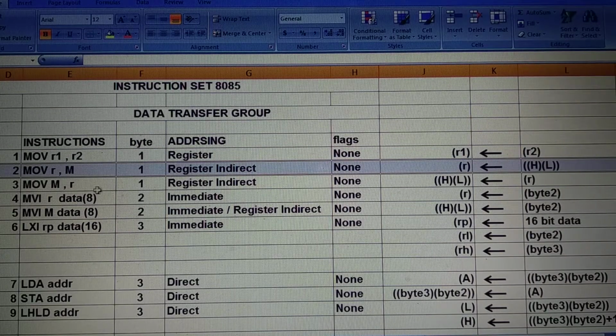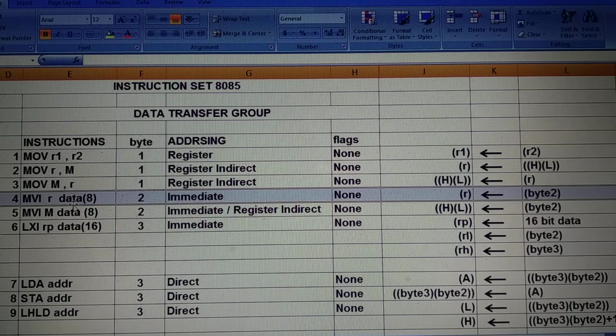Okay. Next, MOV M, R. The number from the register is transferred to memory. Again here the HL register pair gives the memory, therefore the addressing mode is register indirect. The number from the register is transferred to memory, and the memory is given by the HL register pair.